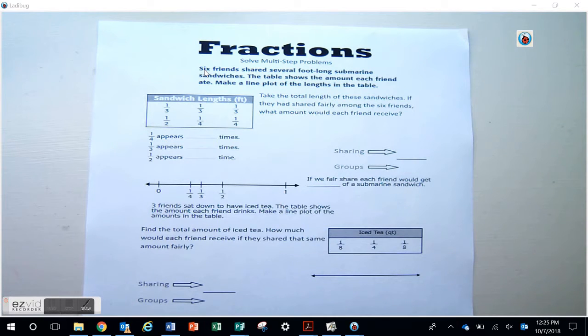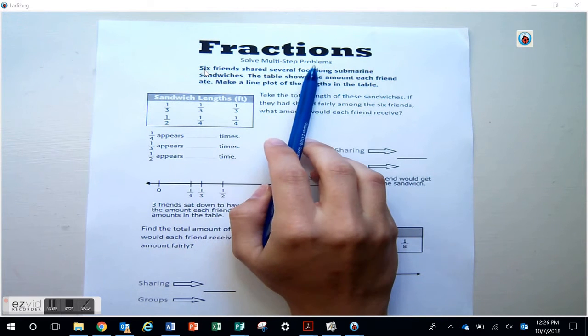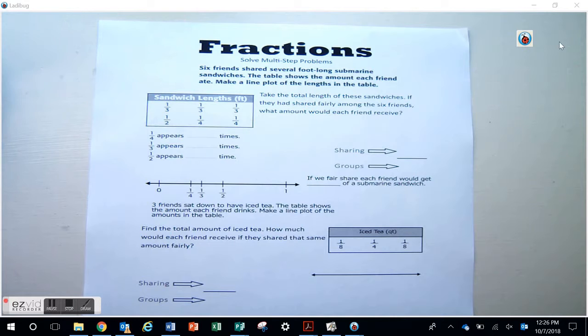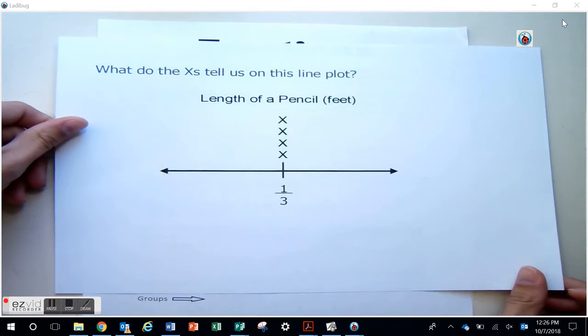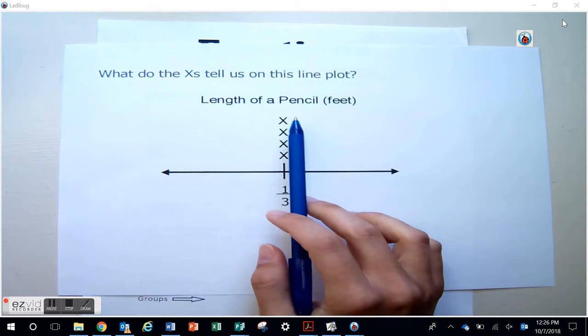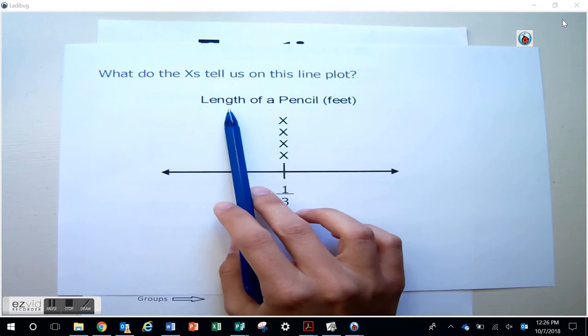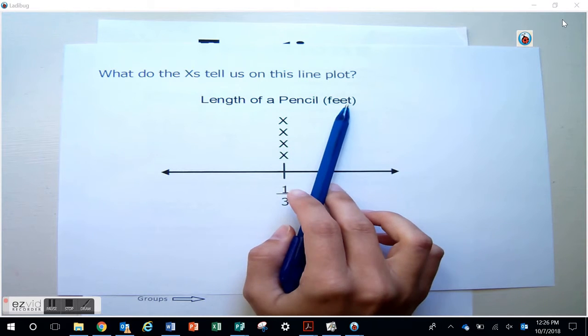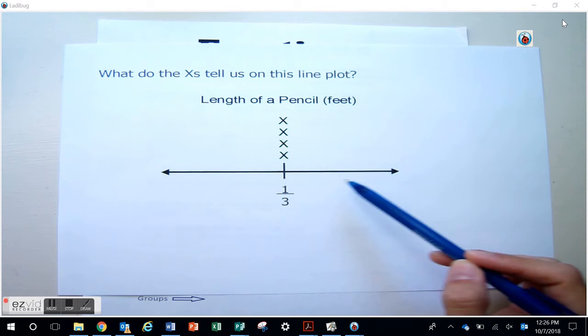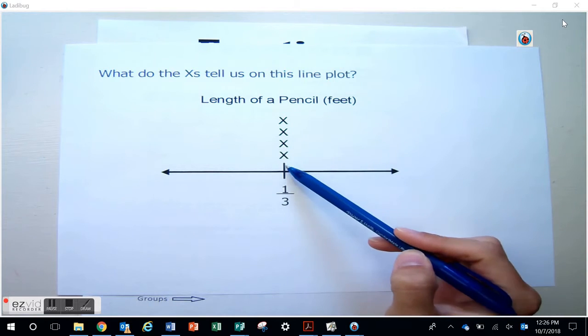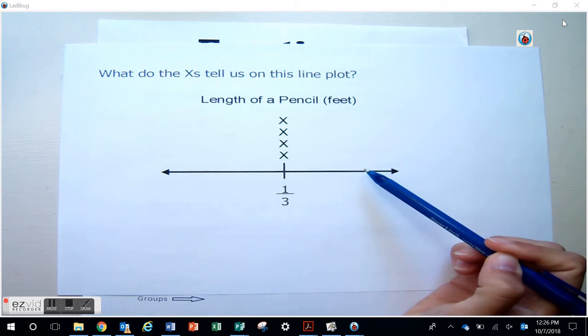Okay, so today we are going to solve multi-step problems, but first we need to review a bit about line plots. So let's look here at this line plot. What do the x's tell us on this line plot? Let's see, it has a title, length of a pencil, feet. Then it has a measurement on a number line, 1/3, because if we remember, a line plot has x's and it has a number line.